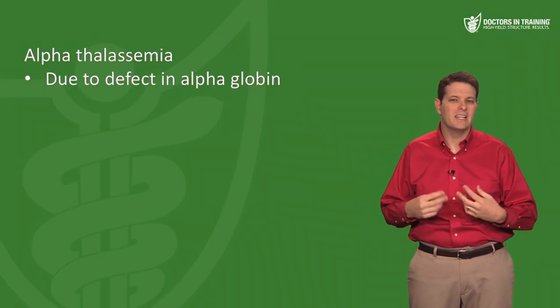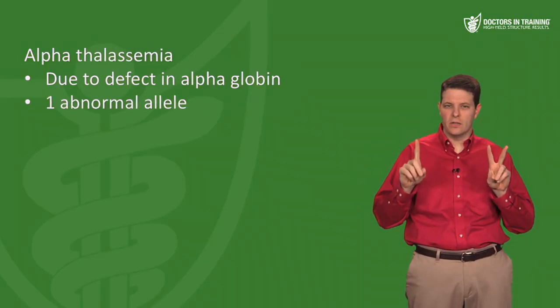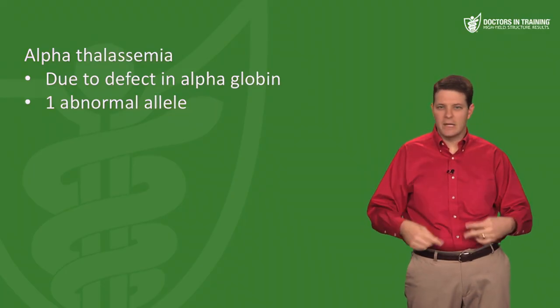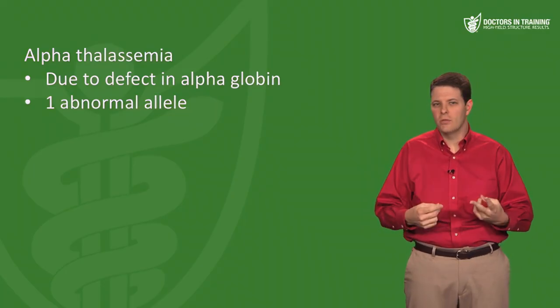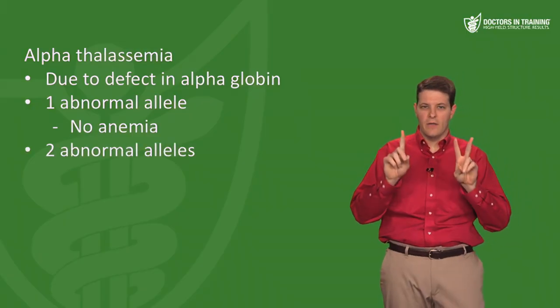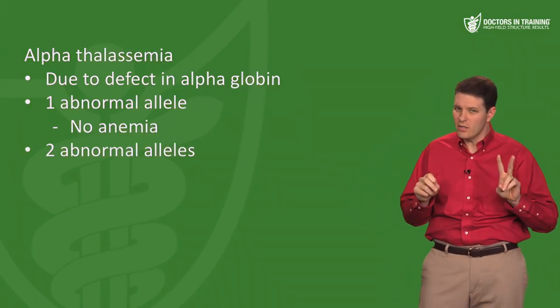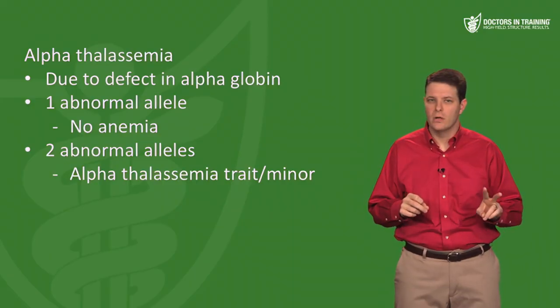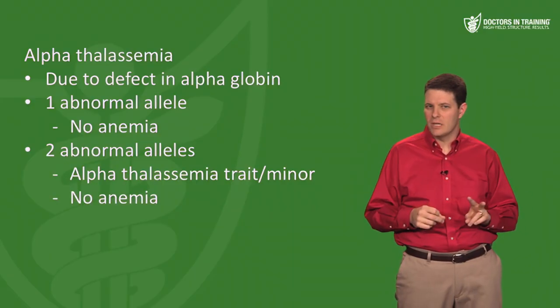Now, if you have a deletion or mutation in one of those alleles, that's pretty mild. And the other alpha alleles can still make plenty of alpha globin, so you have plenty of hemoglobin and no anemia. Now, if you have two mutated alleles, that's still pretty mild, and we call that alpha-thal trait or alpha-thal minor. And in general, that's not associated with any anemia either.